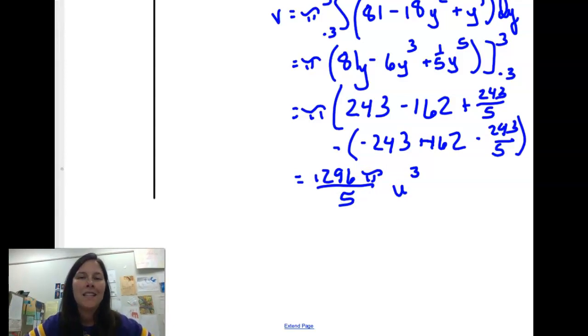Big thing on today's assignment will be solving those equations for x before you integrate and making sure you figure out what those y bounds are for your curve.